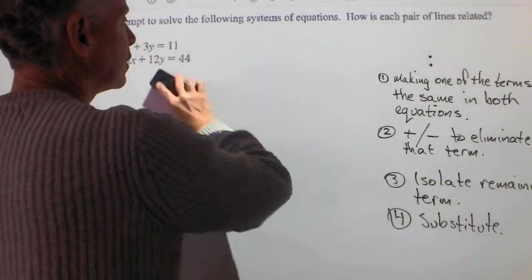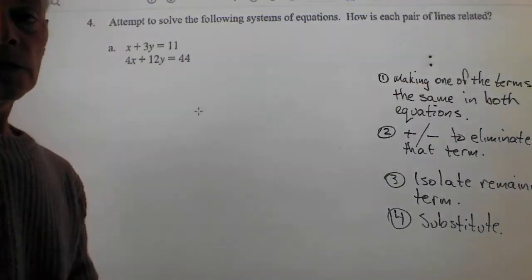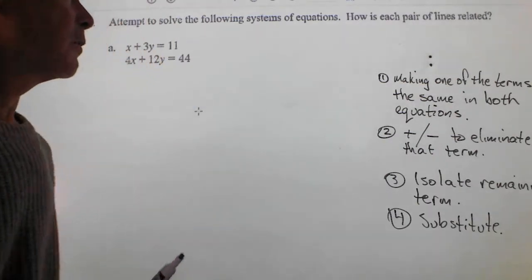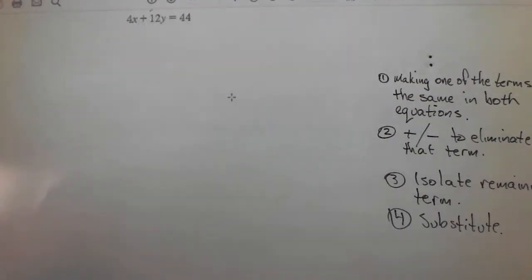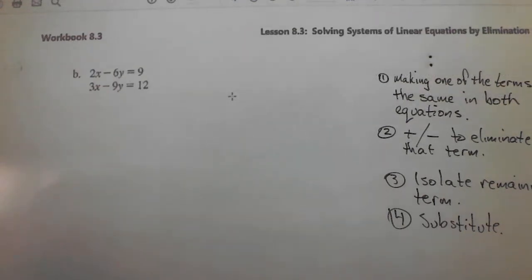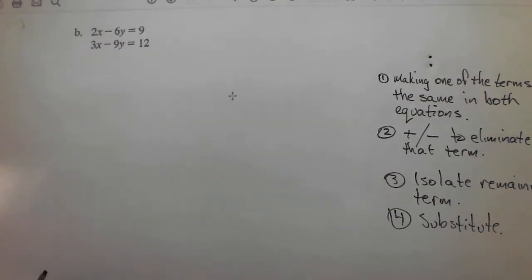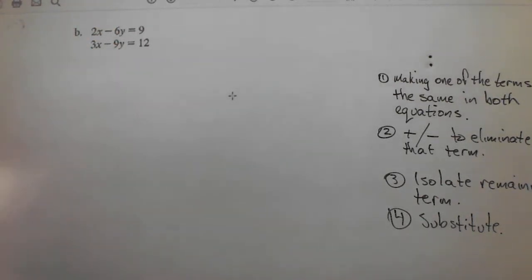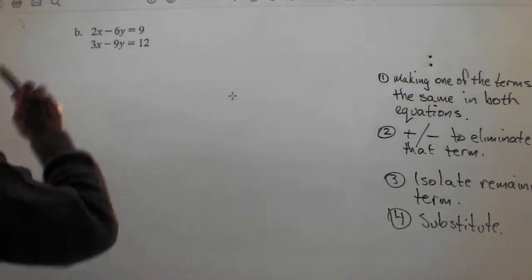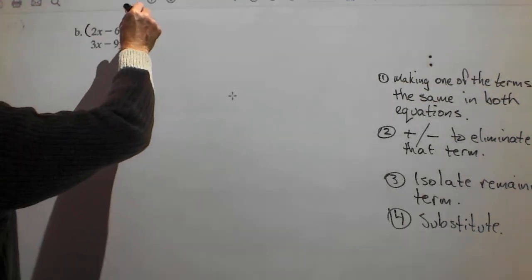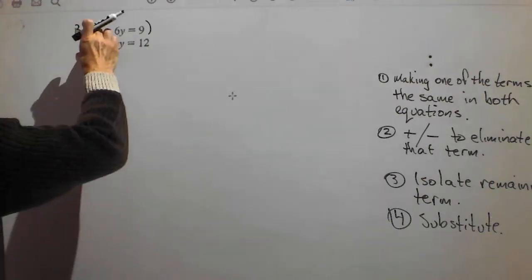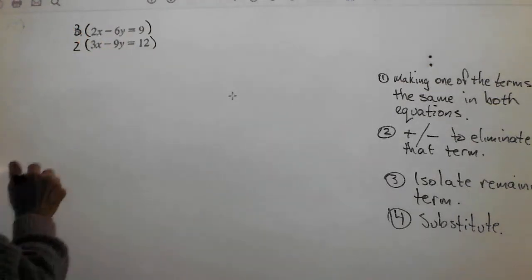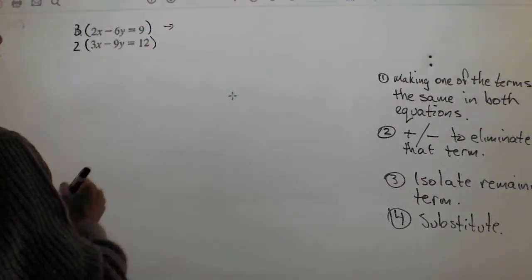So we can't solve a system of coincident lines using elimination, or substitution for that matter, because there's an infinite number of solutions. Let's take a look at the next one. So for the next one, again, we can either make the coefficient of x the same or the coefficient of y the same. I'm going to make the coefficients of x the same. What that means is we're going to have to multiply the top by 3, right? That'll give us 6x. And the bottom by 2, also giving us 6x, resulting in the following equations.